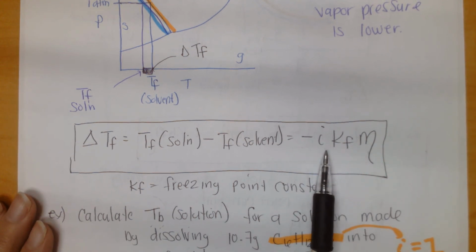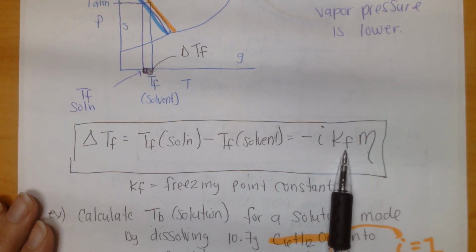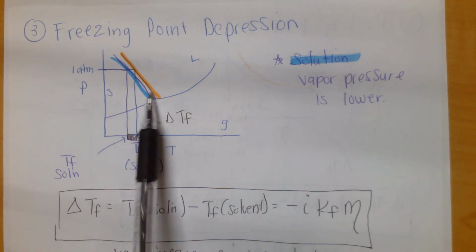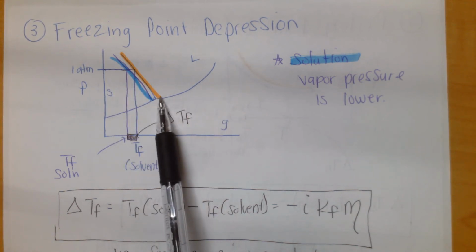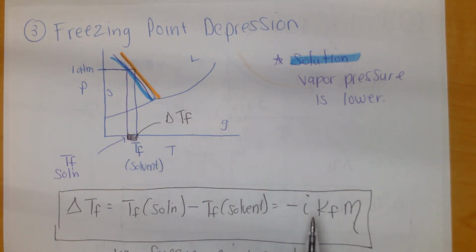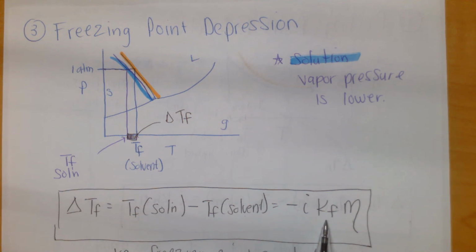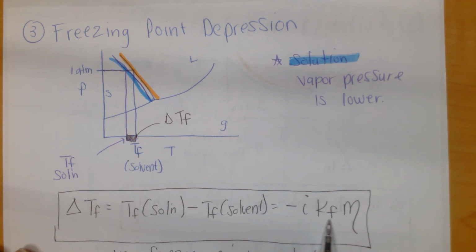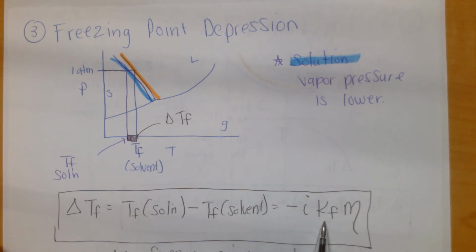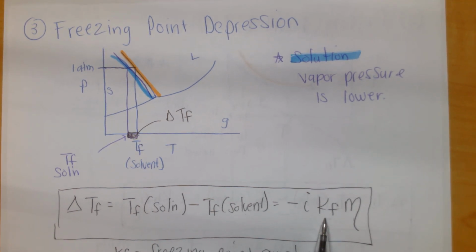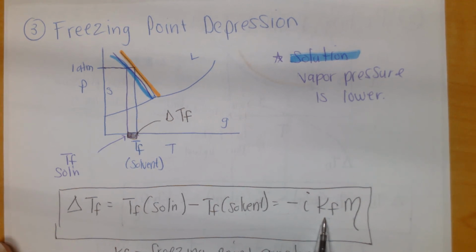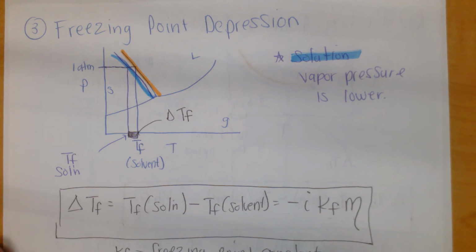We have a different K because the slope of this line is very different from the slope of this line, so your Kb and your Kf are different constants. You can look up your Kf and Kb for any given solvents that would be used in this class or on an exam in a table in chapter 13.